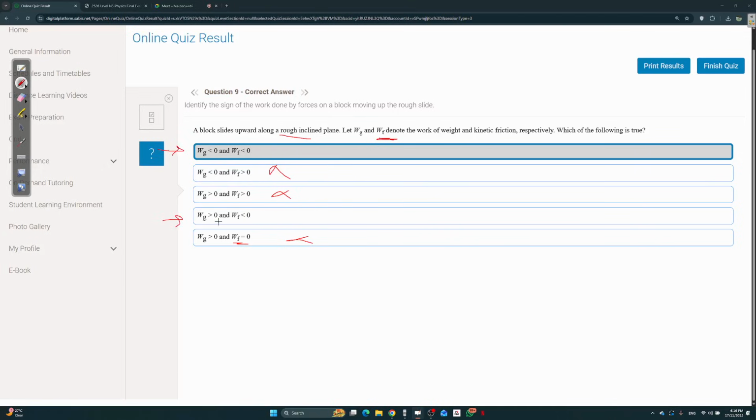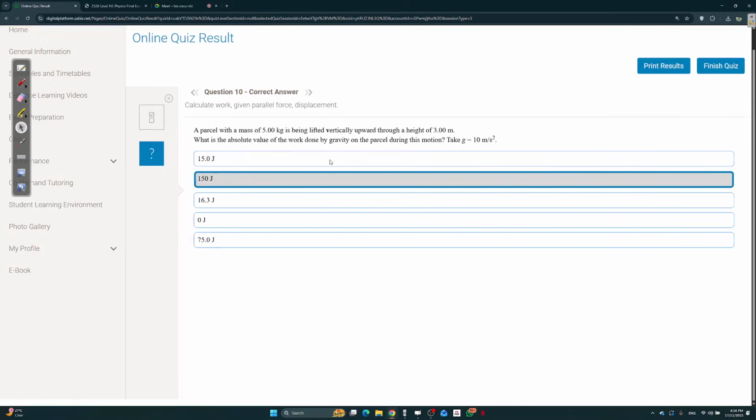So we need to know, is the work done by gravity positive or negative? Over here, we're sliding upward. If you're sliding upward, where does gravity pull you? Gravity pulls you down. If you're going upward, that means you're opposing the gravity, and that means the work done is negative. So that's why it's this answer. So always remember, if you're going up, then work done by gravity is negative. If you're going down, then work done by gravity is positive, okay?